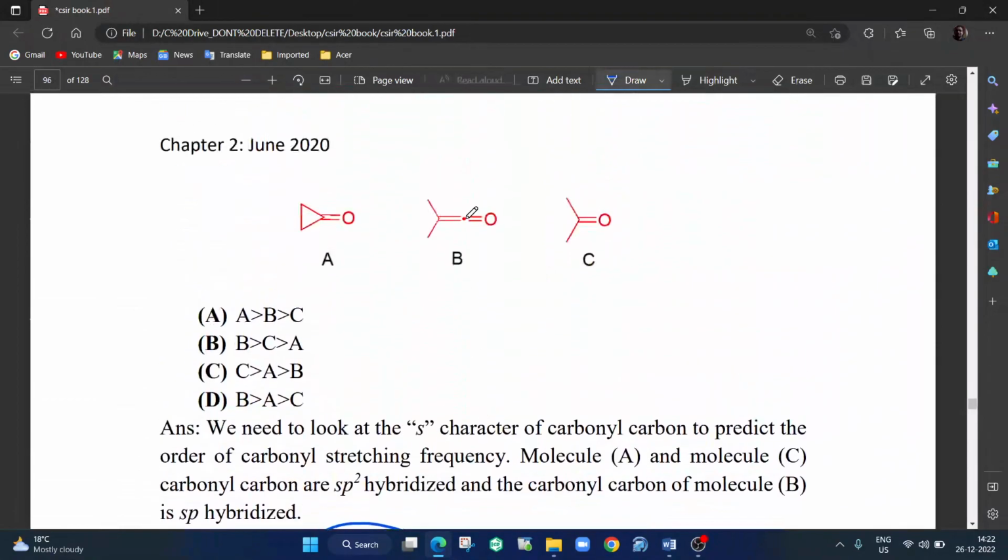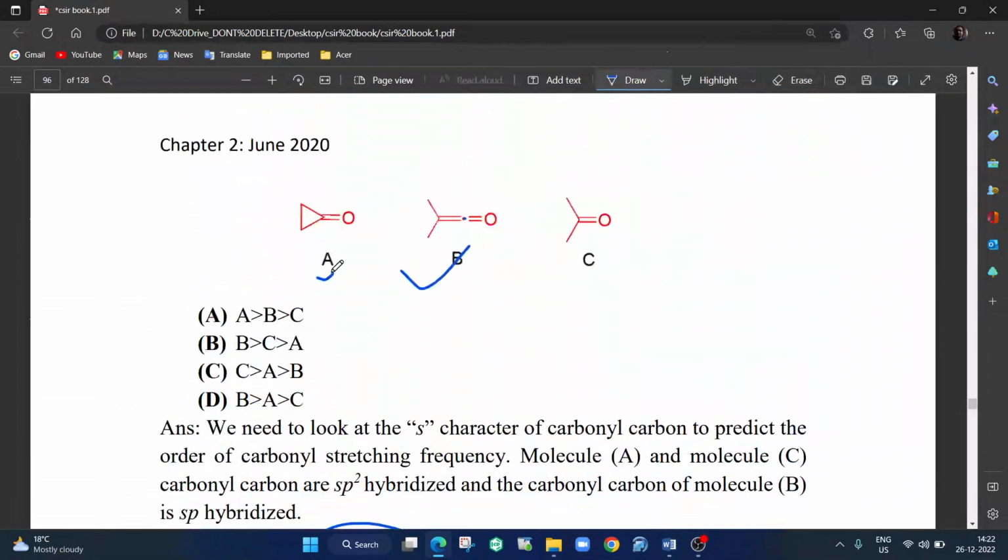Now here carbon is sp hybridized, you can see here, because it has two p orbitals, one p orbital like that and one p orbital like that, and one is forming a pi bond with oxygen, another is forming a pi bond with carbon. So when carbon is sp hybridized, it has more s character. When it has more s character, that means the s orbital is closer towards the nucleus, so it is more electronegative. When it is more electronegative, it will pull the bonds more strongly towards itself. So this bond becomes stronger and therefore the stretching frequency is higher. So very clearly B will have the highest.